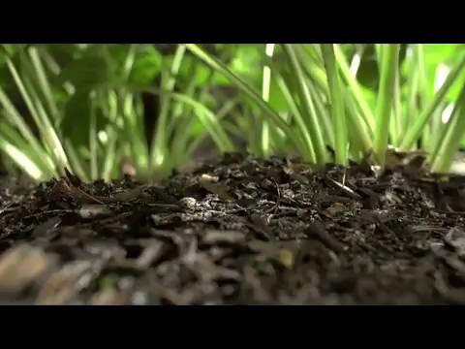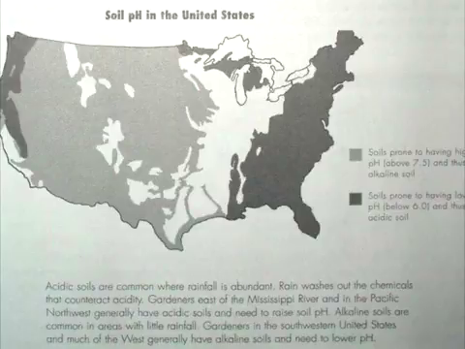The next illustration is the soil pH in the United States, showing the acidic soil on the East Coast and some along the far west coast, with most of the middle prone to being alkaline. Acidic soils are common where rainfall is abundant. Rain washes out chemicals that counteract acidity. Gardeners east of the Mississippi River and in the Pacific Northwest generally have acidic soils and need to raise soil pH. Alkaline soils are common in areas with little rainfall. Gardeners in the southwestern United States and much of the West generally have alkaline soils and need to lower pH.